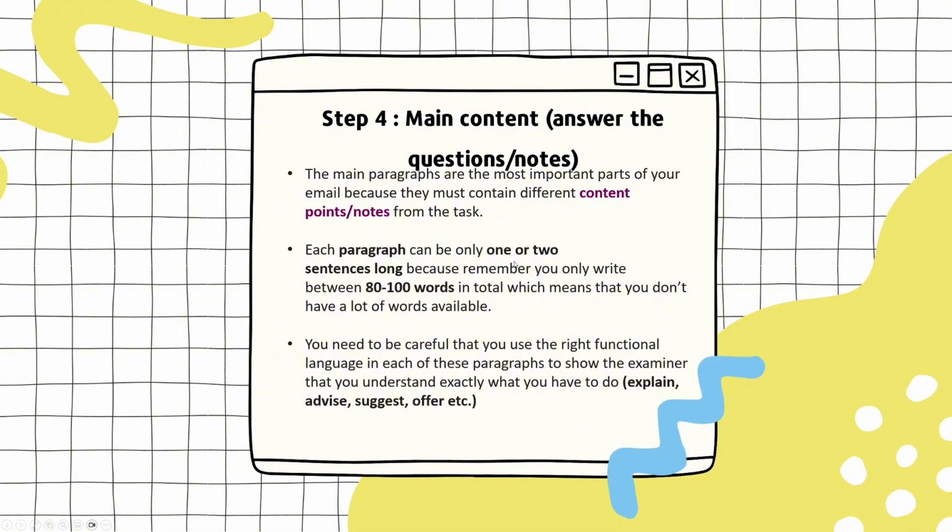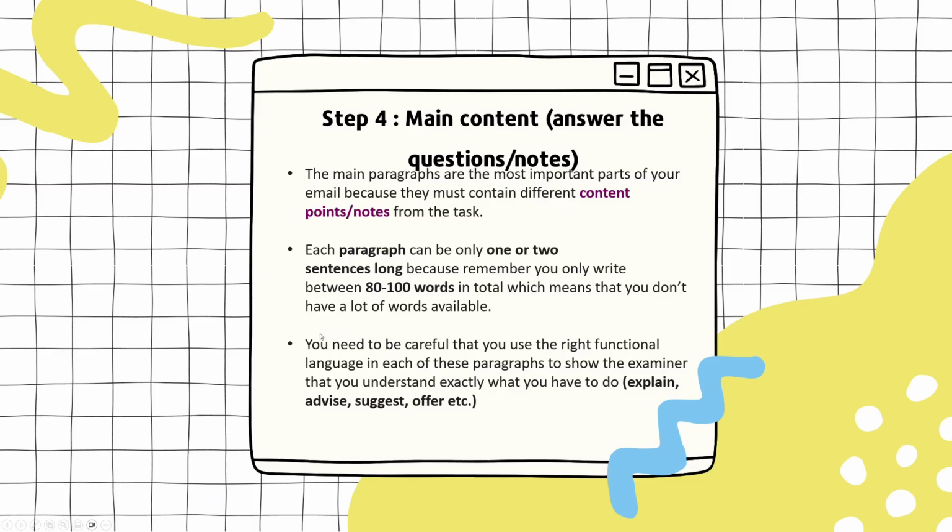Each paragraph can only be 1 or 2 sentences long because remember you only write between 80 to 100 words in total, which means that you don't have a lot of words available. The whole essay is about 80 to 100 words. That's not a lot, especially when you have a lot of ideas to include but you don't have enough words. So be careful. Answer in 1 or 2 paragraphs, 1 or 2 sentences per paragraph for the content points.